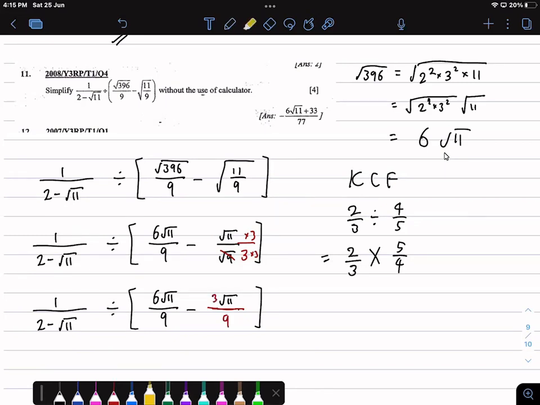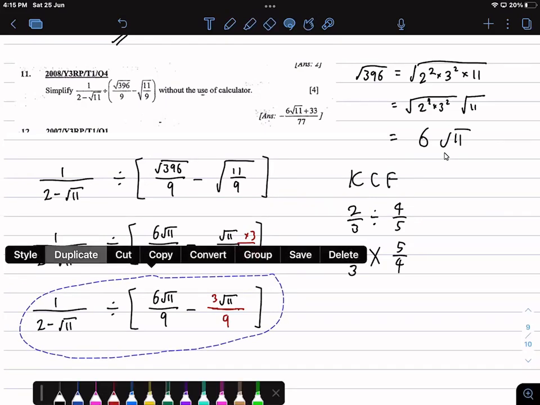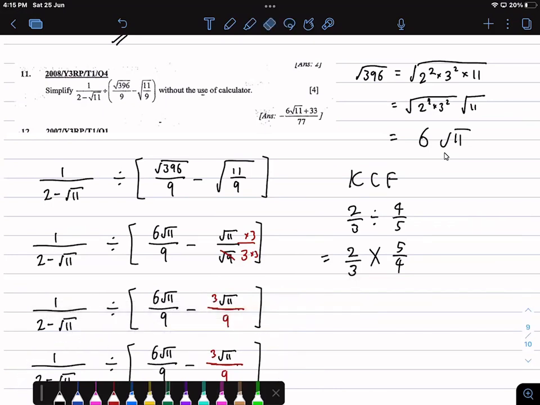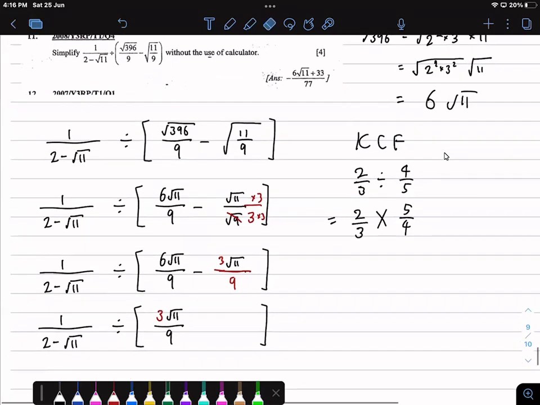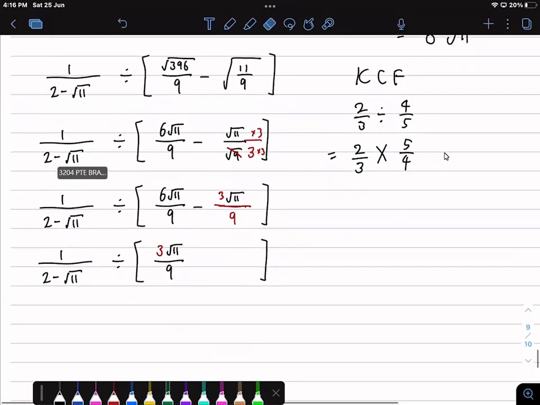Then you combine them together. 6 root 11 minus 3 root 11 left with 3 root 11. So I'll just write down straight away. Can? So far, okay? Yeah, okay, good. Then therefore we can flip the fraction now. So it's 1 over 2 minus square root 11 multiplied by 9 on top.